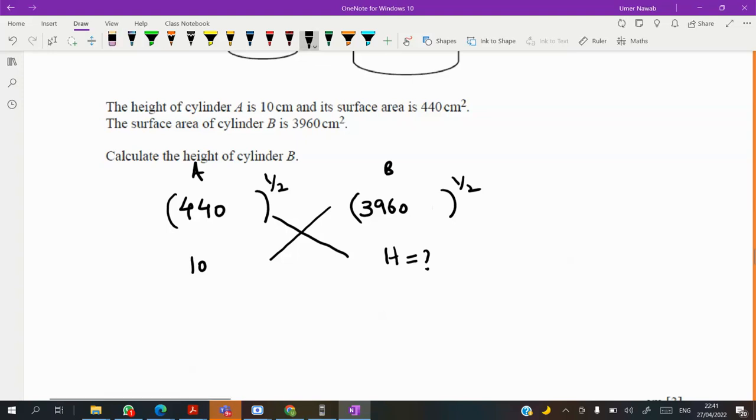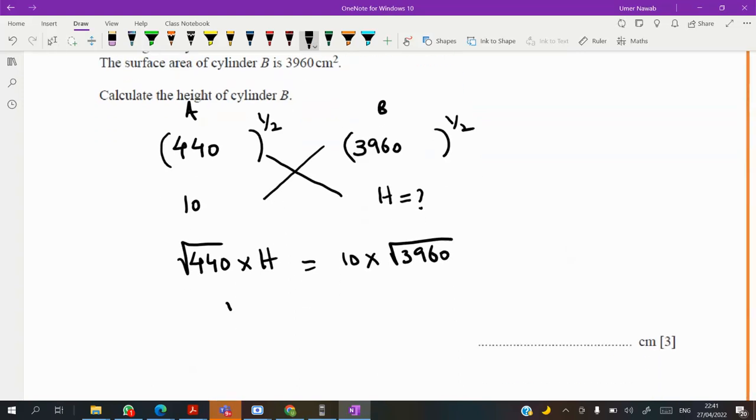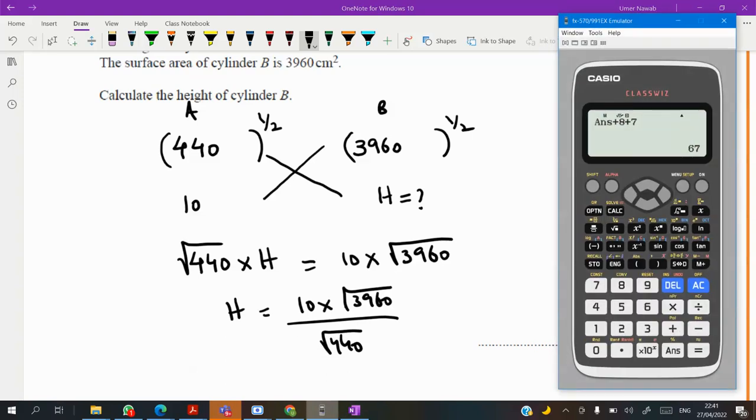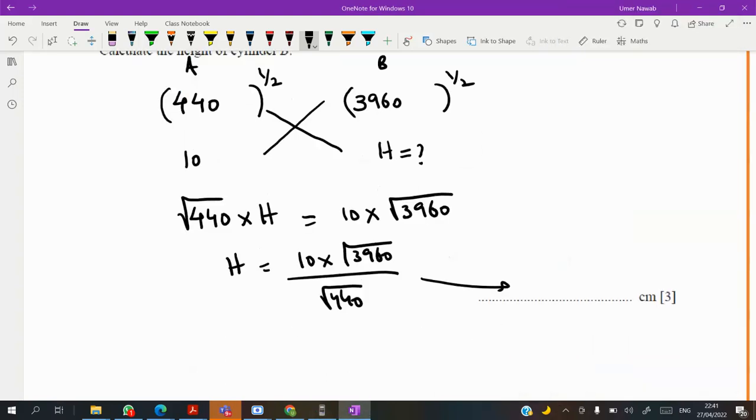So square root of 440 times h is equal to 10 times square root of 3960. H is equal to 10 times square root of 3960 over square root of 440, and then we get the final answer.